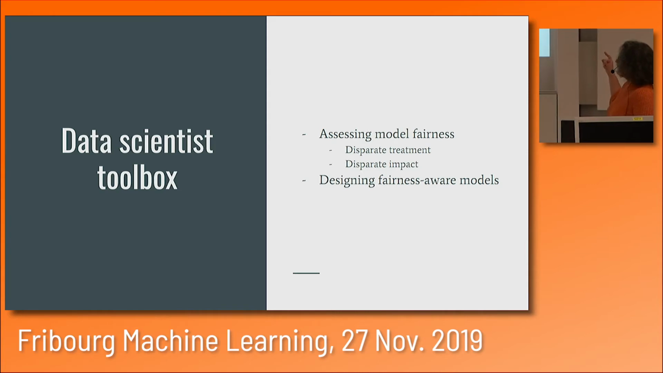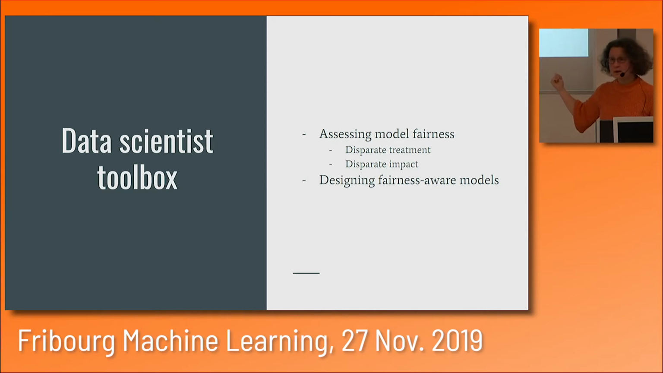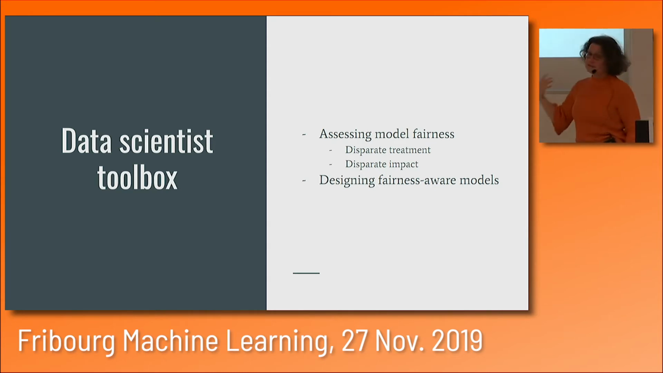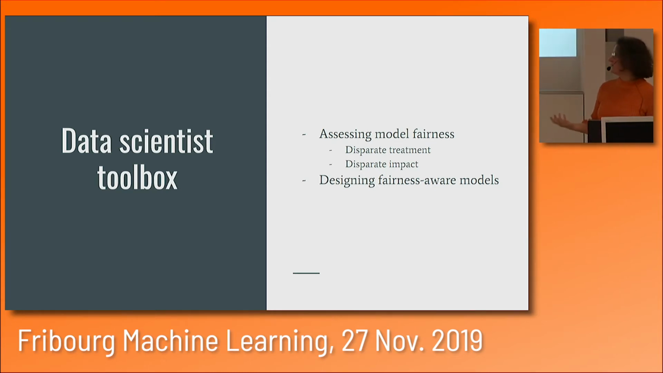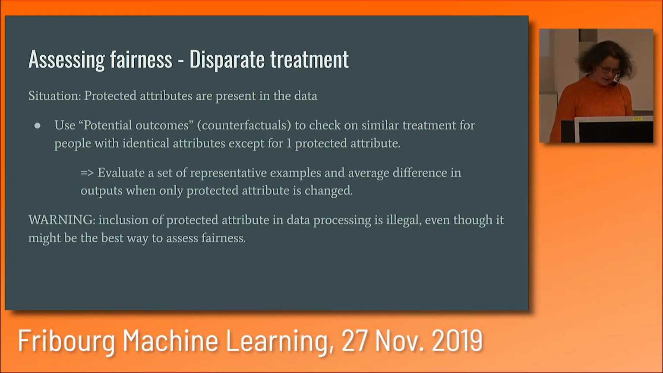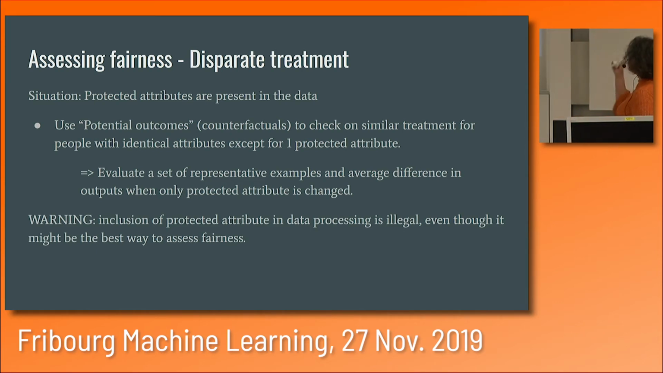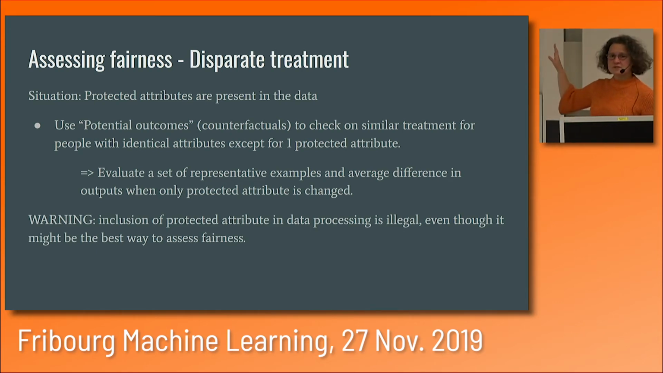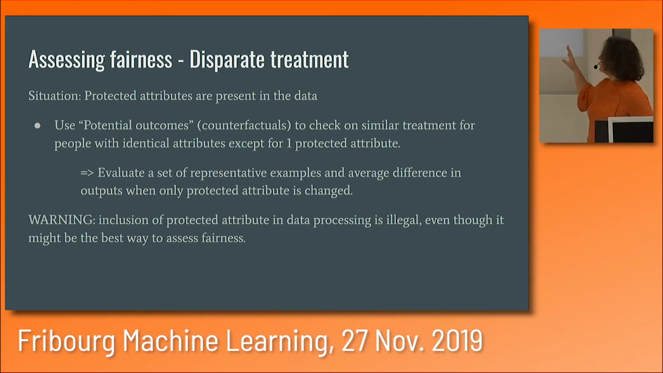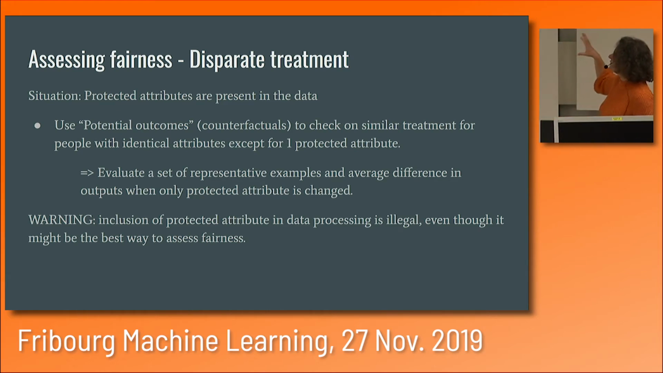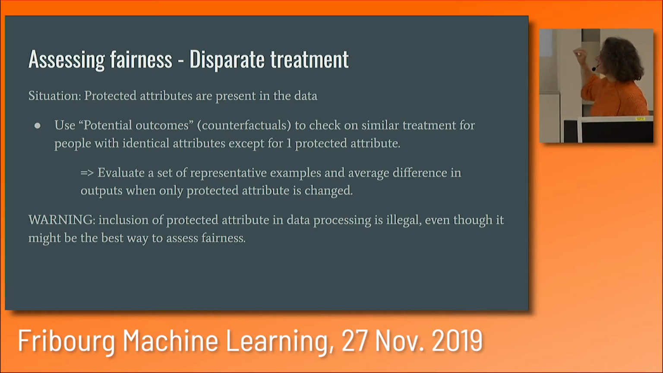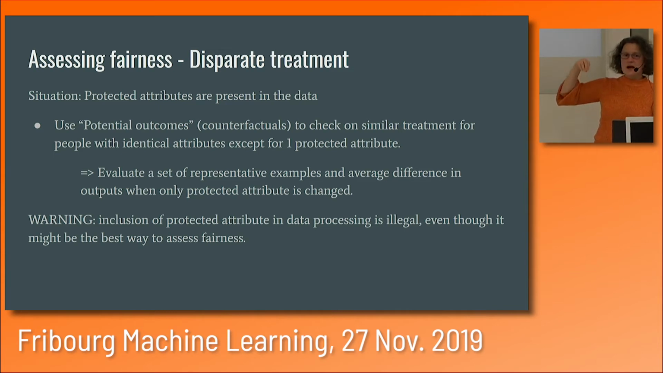First, we're going to see how to assess the fairness of a model, and then how to design models that are fair, or at least fairness aware. So, if you remember the definitions of discrimination we had at the beginning, this is the first part of the definition, disparate treatment. So that's the situation when protected attributes are present in the data.